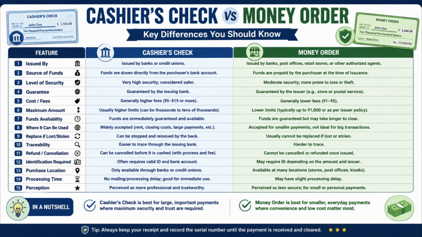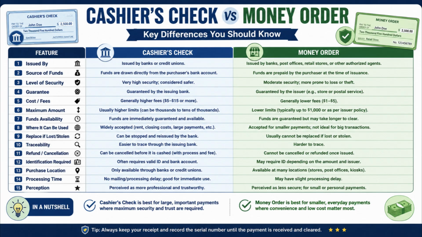Number 1. A cashier's check is issued by a bank or credit union, whereas a money order is issued by banks, post offices, retail stores, or authorized agents. Number 2. A cashier's check uses funds directly withdrawn from the purchaser's bank account, whereas a money order is prepaid at the time of purchase.